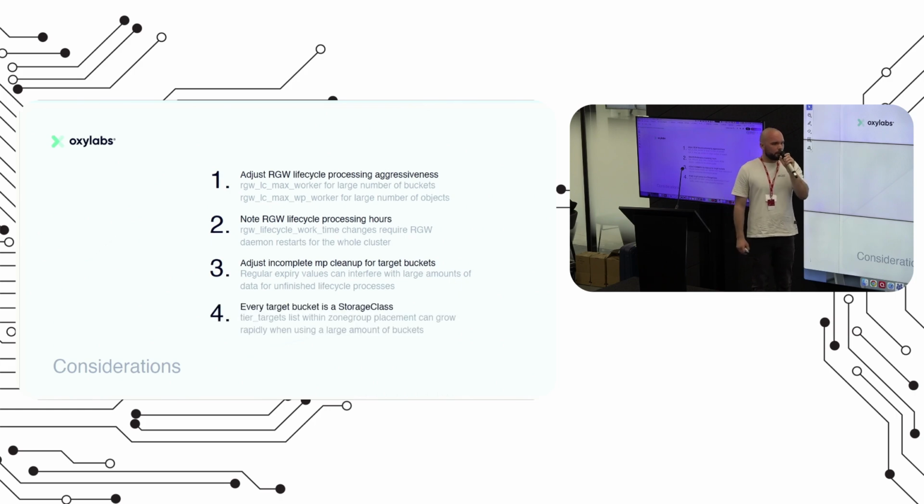And the fourth one is not a problem, but just be aware that every single target bucket, if you create an archive solution, will be a storage class. So if you do a zonegroup placement list, your tier targets will contain a list of all the target buckets. I hope there are no plans to create an API to list the storage classes in that sense, because they contain all the keys, all the secret keys. So be careful with that. And I don't know if that's a very huge problem.